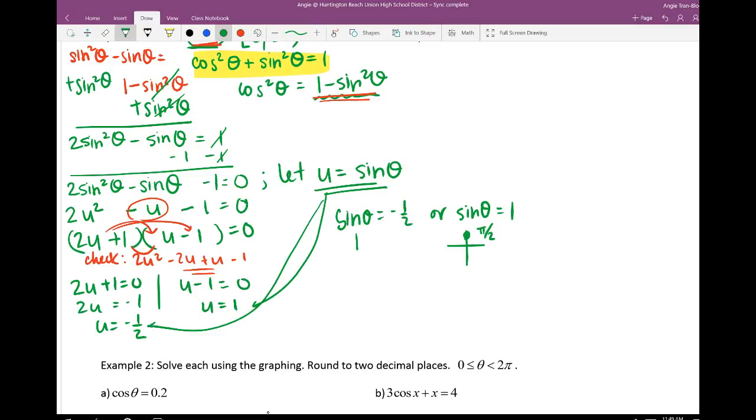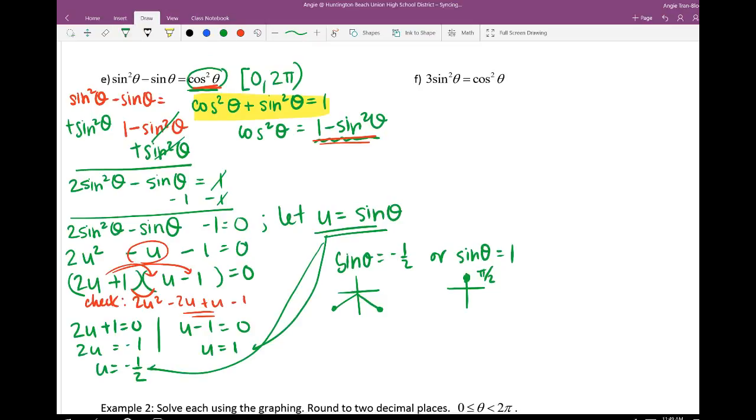Now sine of negative 1/2, you're going to have two locations, here and here. So can you tell me the angles for those? Did you say that it would be 7 pi over 6? Good. How about the other one? Did you say that is going to be 11 pi over 6? Great, okay. And that's all I needed, and let's just write it from smallest to biggest.